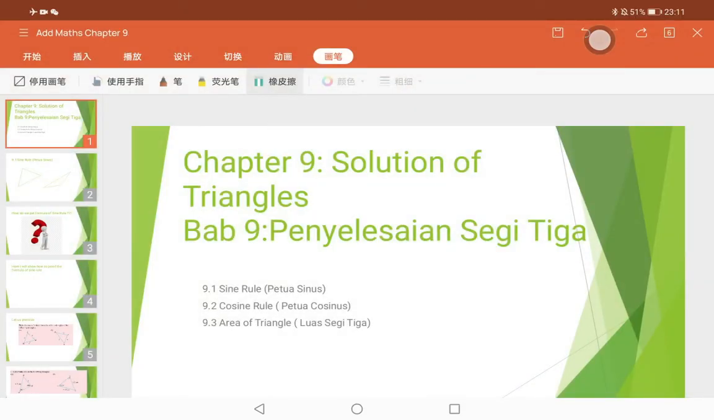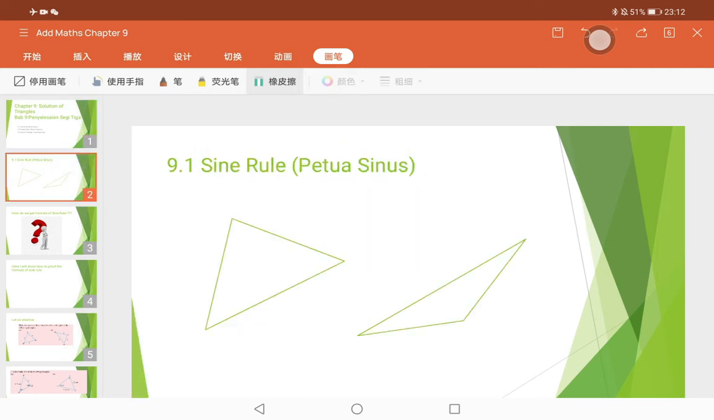Hi guys, so today I will do the video regarding the teaching of Additional Mathematics Form 4 Chapter 9, which is Solution of Triangles. So in this chapter, we have three subtopics, which is sine rule, cosine rule, and area of triangle here. So let's see, the first subtopic we will learn today is sine rule.